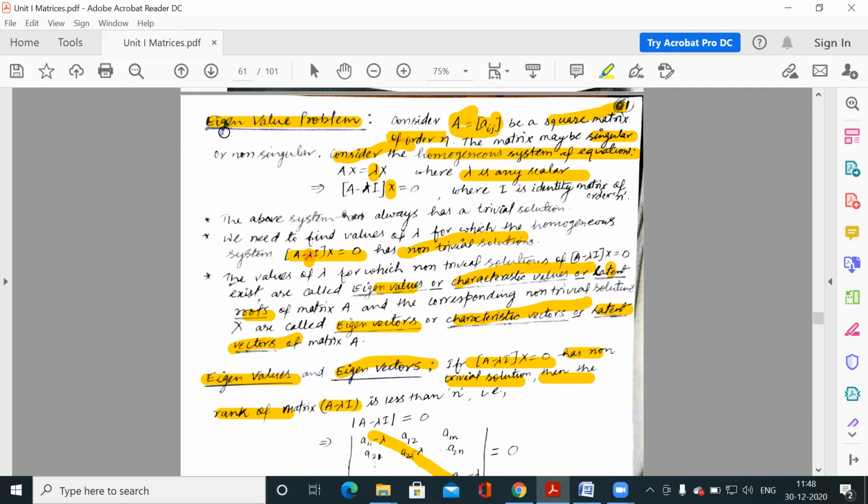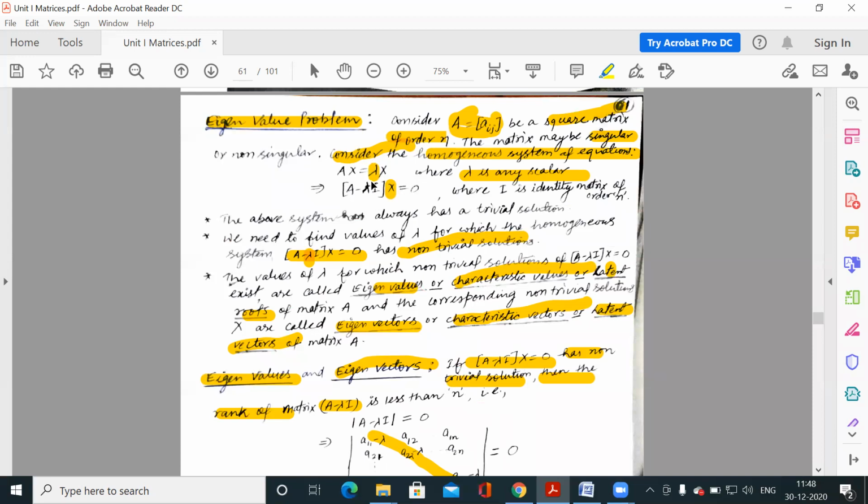Today we will have some questions regarding the eigenvalue problem. In the eigenvalue problem, we have to find the eigenvalues and the corresponding eigenvectors of a given square matrix. If A is a square matrix of order n, then we find the values of lambda for which the homogeneous system (A minus lambda I) x equals 0 has a non-trivial solution.